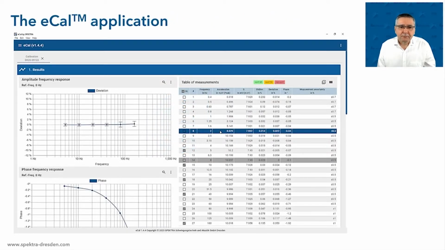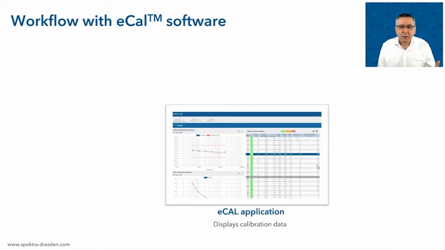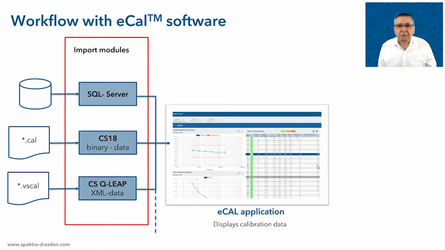So on the first glance, eCal looks like a nice protocol viewer. So here you have some nice graphs on the left hand side, and you have a table with the calibration result. Very nice tool, but the real strength of eCal is that we can import data from different sources. So eCal has so-called import modules, how we call it, small snippets of software that allows us to customize this eCal tool to read calibration data from different sources.